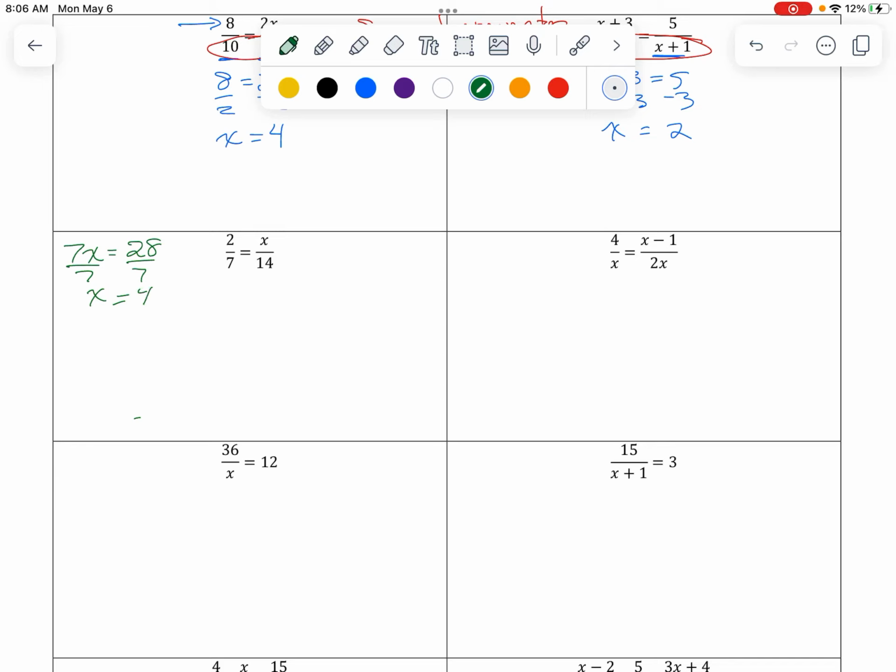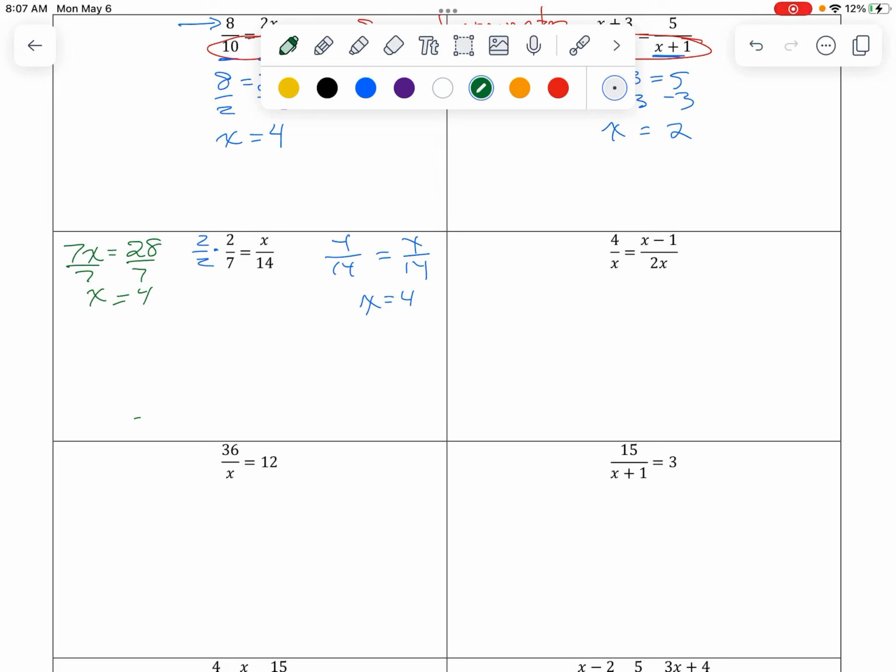One other thing you can do, though, if you notice that if I just multiply this by 2 over 2, I would end up with the same denominator. So I would get 4 over 14 equals x over 14, or just x equals 4. Okay? So that's just another way to do it. Similarly here, cross multiplication would be fine. If I do cross multiplication, let's go through that one first.